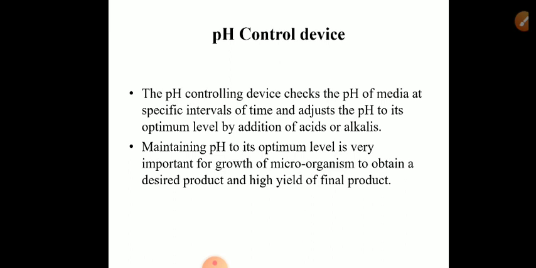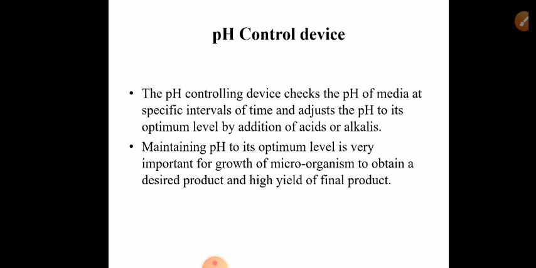Now every organism which is used for fermentation procedure has a specific pH which is required for its optimum growth and which is required for optimum synthesis of product. Okay, any change in the pH, either increase in pH or decrease in pH, will adversely affect the growth of the organism as well as it will adversely affect the product yield. Okay, so pH control is very important.